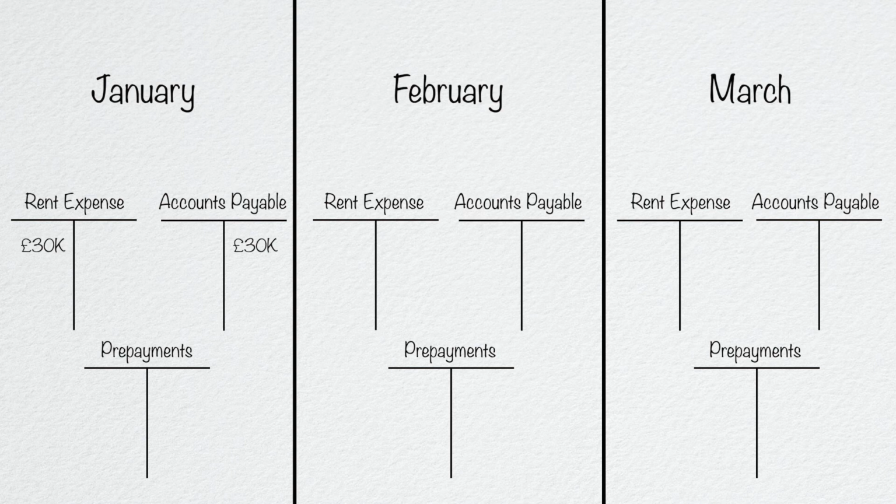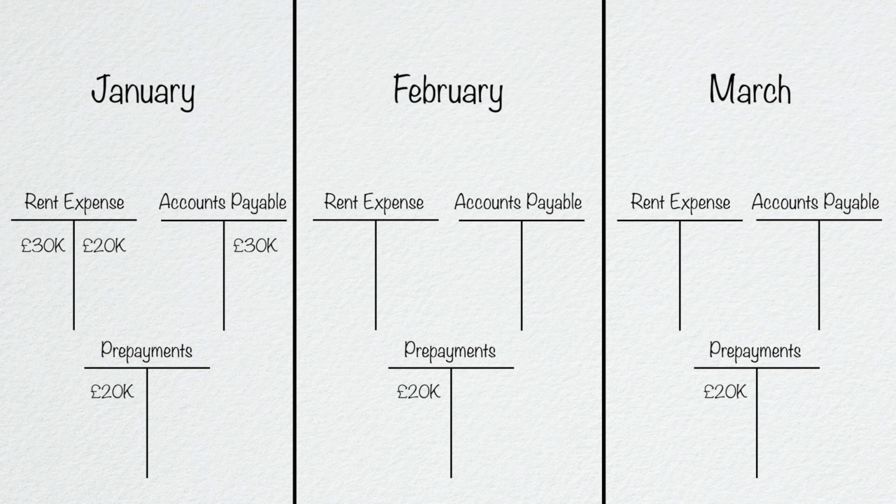We need to work out our February and March portion of the bill, which is going to be 2/3 of our invoice, so £20,000. On the 31st of January, we post the following. We credit our rent expense. This is because we want to reduce our expense in January by £20,000, so we're only left with the January portion of the cost. We then debit our prepayments on the balance sheet.